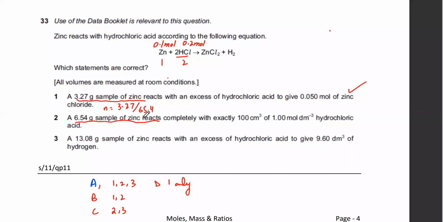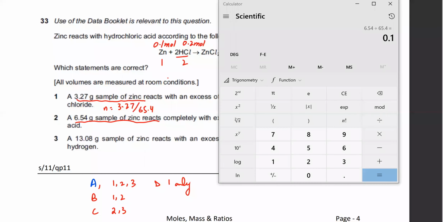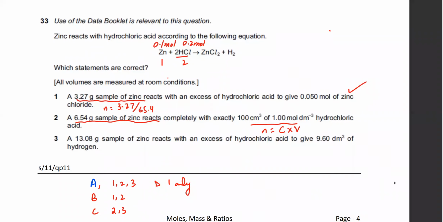So he's saying that it reacts completely with this 100 cm cube of 1 mole per dm cube. If you use moles is equal to concentration times volume, you'll find the moles. So it's going to be 100 into 1, divided by 1000, because the cm cube should be in dm cube, and you get 0.01 moles. So I think my first one was actually 0.01 moles. Can somebody double check this one? Yeah, it's 0.1 moles.